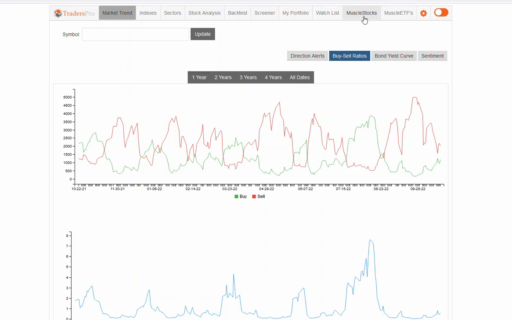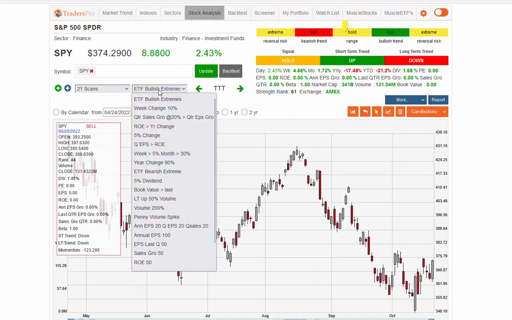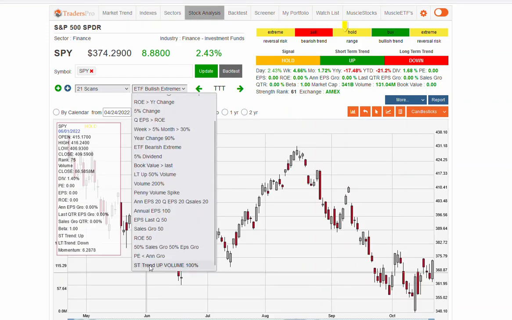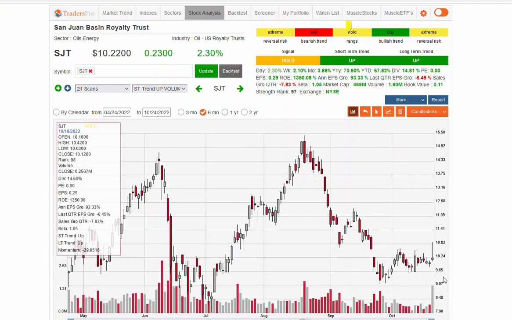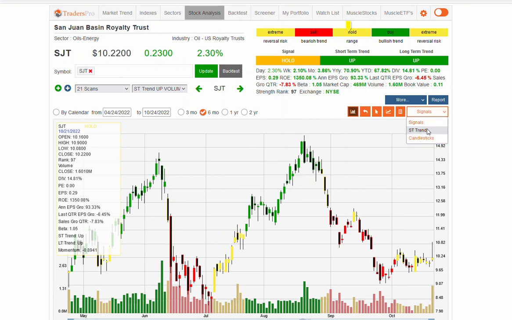One of the other things that I wanted to show you this morning is, again, in that 21 scans, you've got one of the settings down here, which is an ST trend up with volume of 100%. So what this one's going to do is show you an ST trend that has just moved back from red to green, and you've got a 100% increase of volume over the previous day. This can be a great scan to utilize to be watching for new setups, early entry setups.